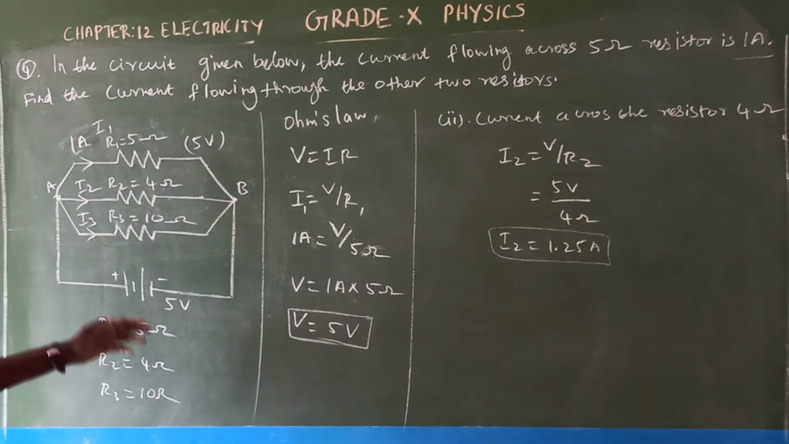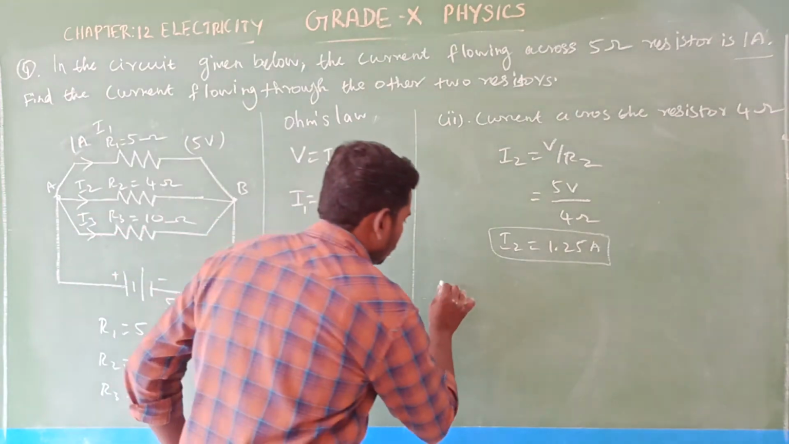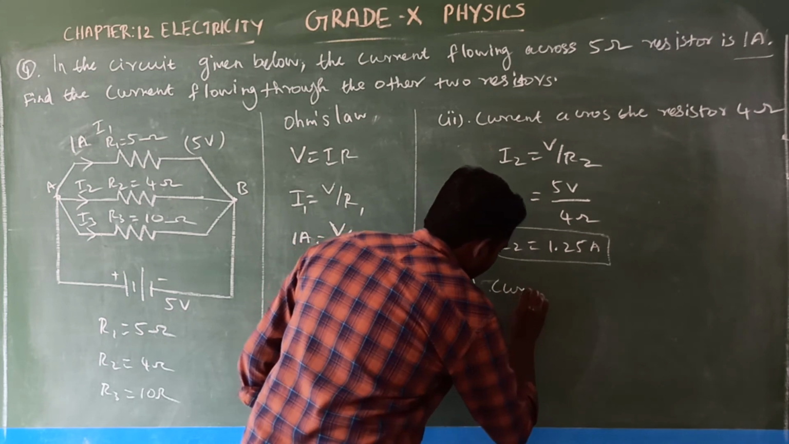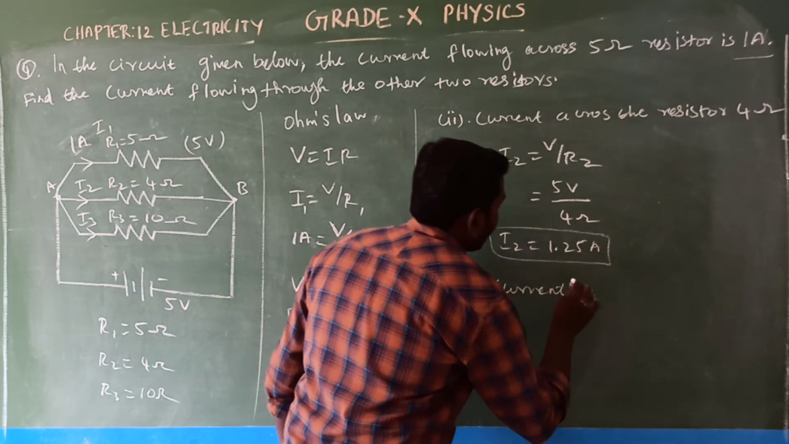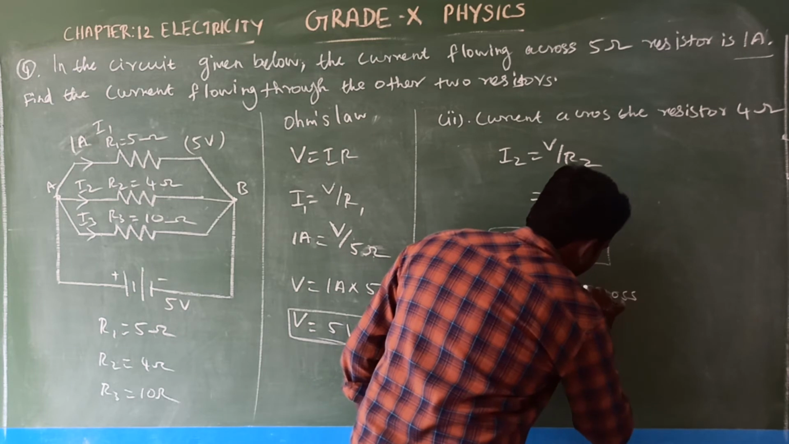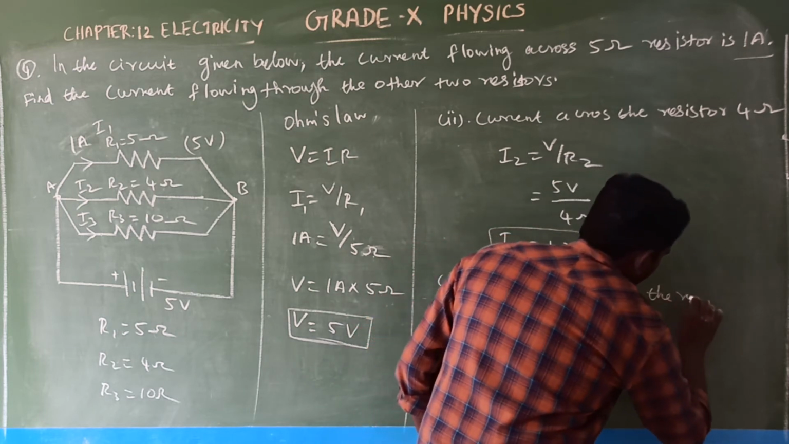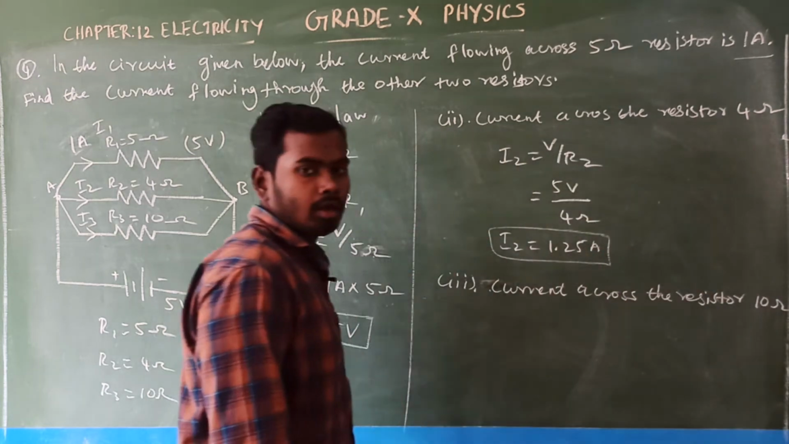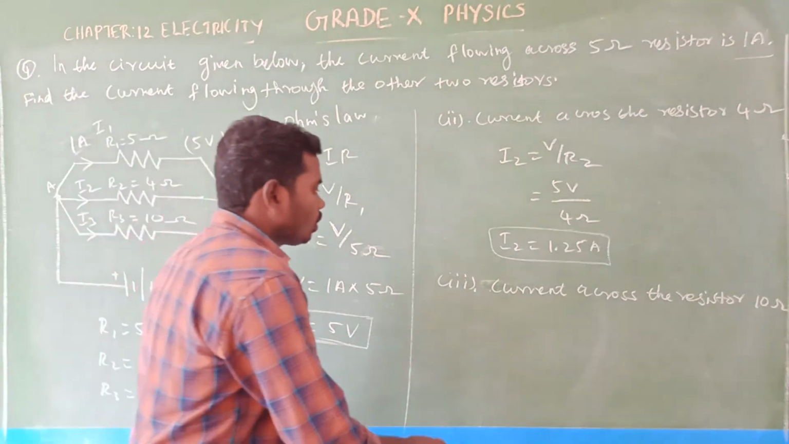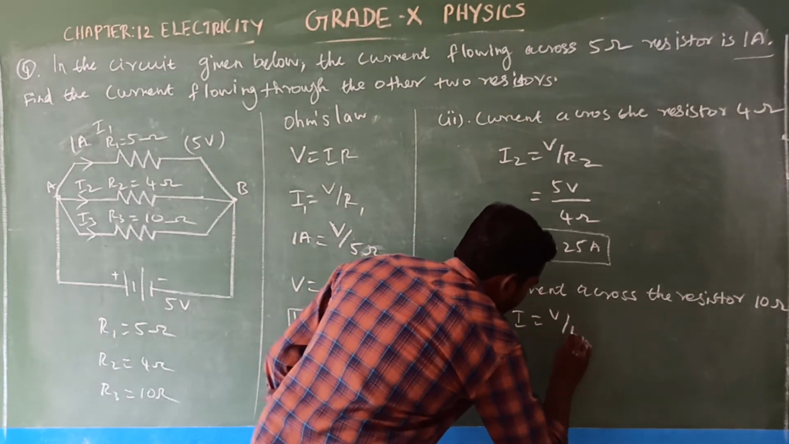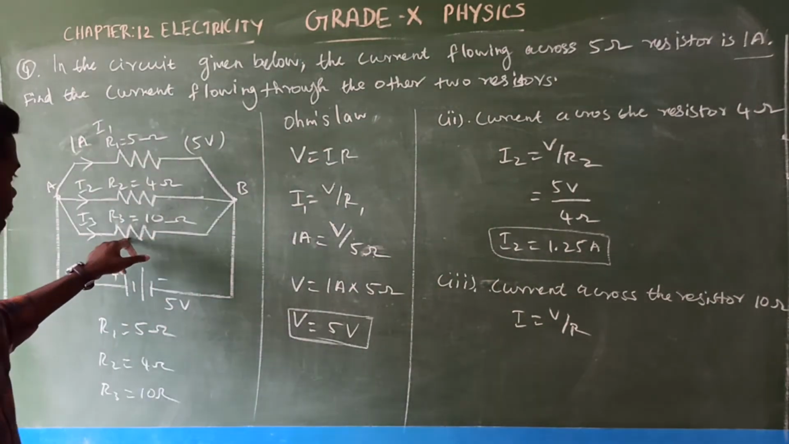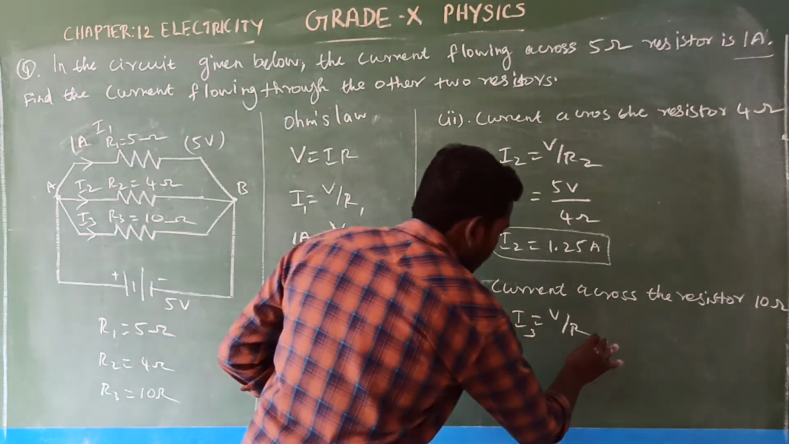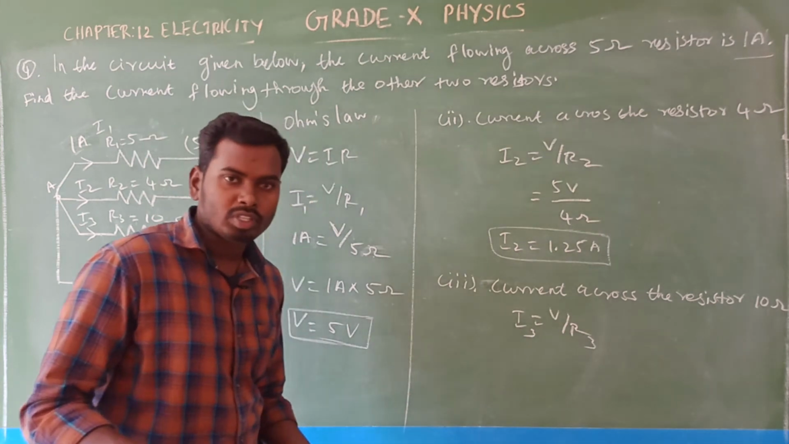In similar way, find out the current flowing across the resistor R3, which means 10 ohm. That is the third one. Find out the current across the resistor 10 ohm. So current I is equal to V by R. Here across the resistor R3, I3 current is flowing. So change the formula: I3 and resistance value R3, and V remains same, which means potential difference remains same.